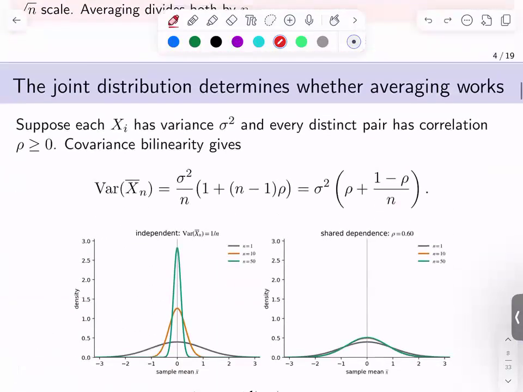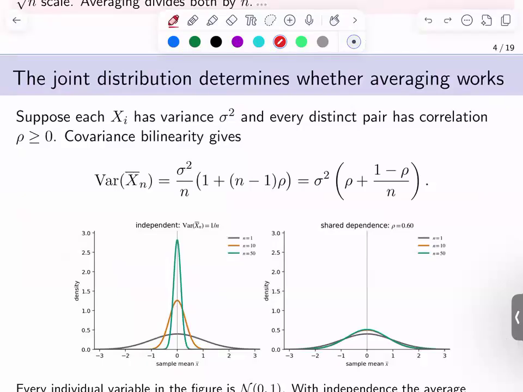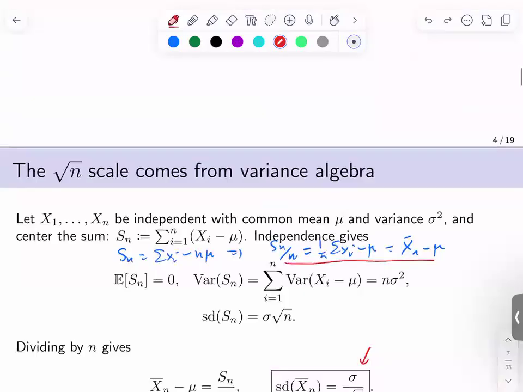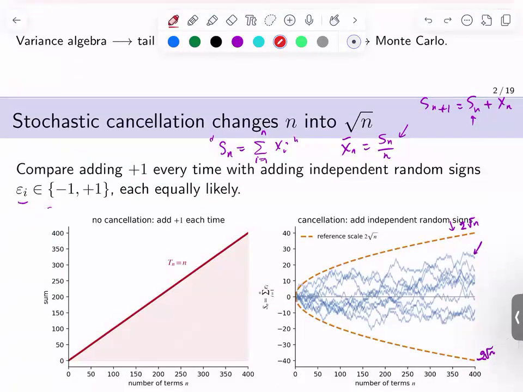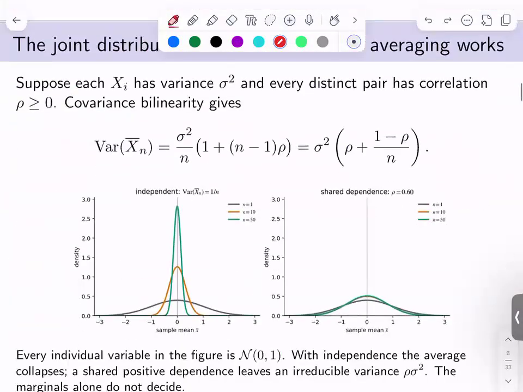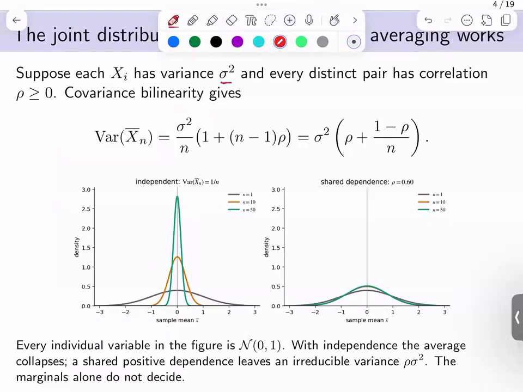Okay, so before proving the statement of the law of large numbers, it is important to note that the independence matters. This case happens because the xi's are independent. If they're not independent, consider this example. Let's say the xi's have variance sigma squared, and each distinct pair has correlation rho. So the correlation of xi and xj is rho, and rho is positive for i not equal to j.